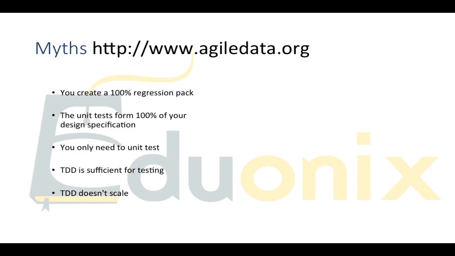The next myth: the unit test forms 100% of your design specification. People that are new to agile software development, or people claiming to be agile but who really aren't, or perhaps people who have never been involved with an actual agile project, will sometimes say this. The reality is that the unit test forms a fair bit of your design specification. Similarly, acceptance tests form a fair bit of your requirement specification. But there's more to it than this.